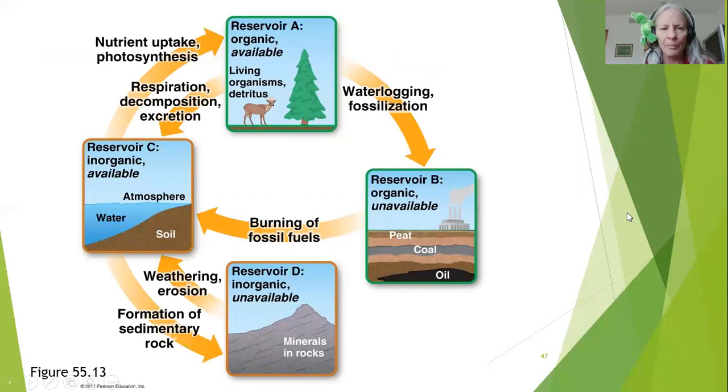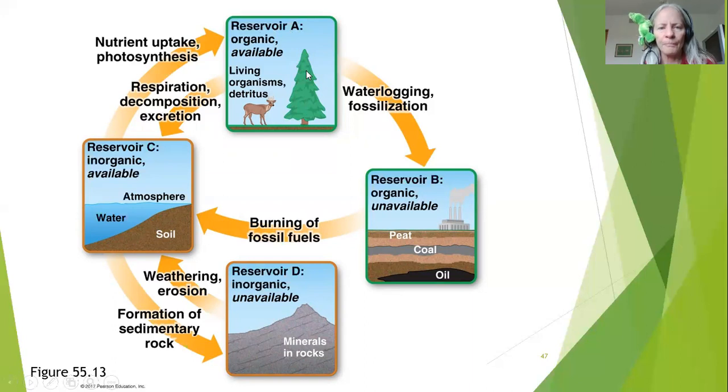So here, for example, is just a generic biogeochemical cycle. And there are 4 reservoirs shown here, A, B, C, D. And then there are several processes. So for example, reservoir A here is composed of living organisms and detritus. And so the chemicals that are here are in an organic form. They'd be tied up with carbon compounds, and they would be available to be moved around.